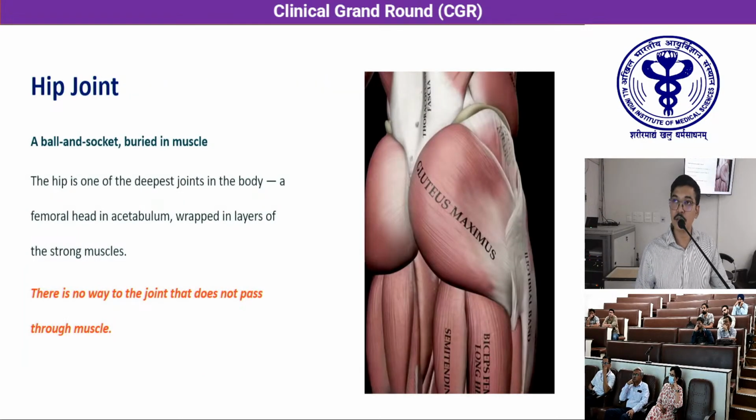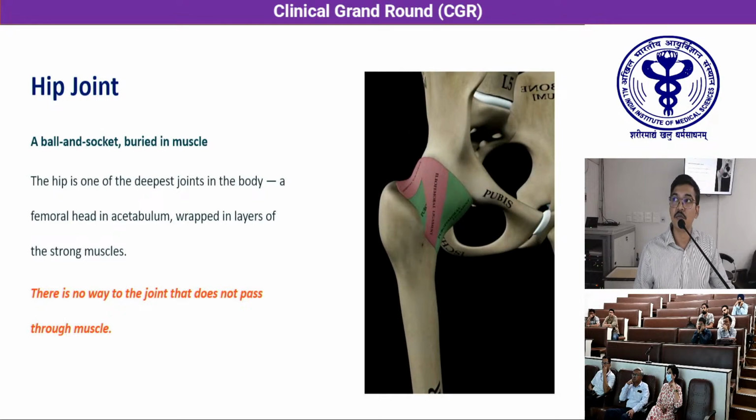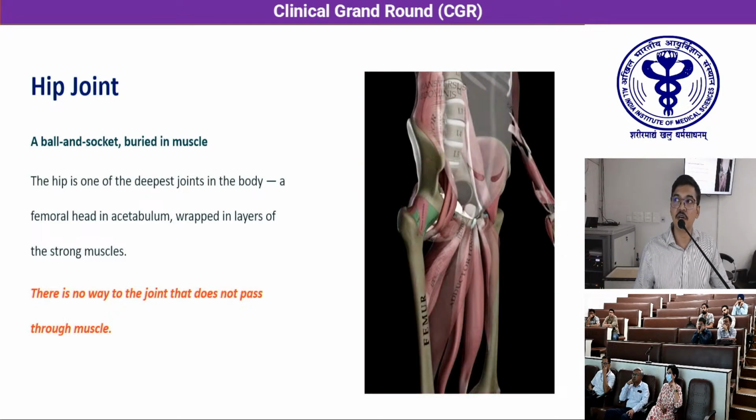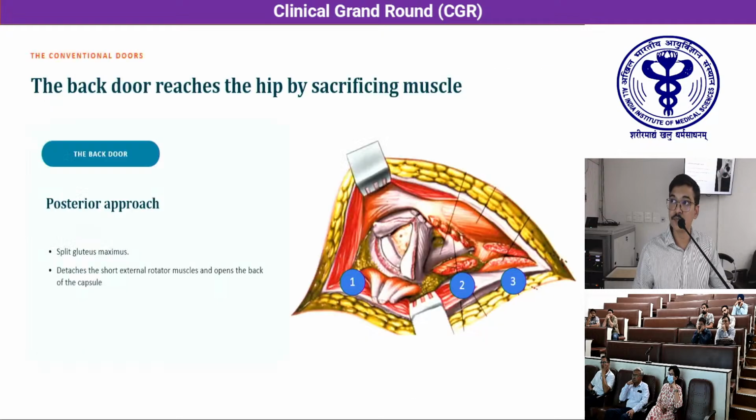So if you see here, the hip is a ball and socket joint, but more important is that it is covered by a vast majority of muscles in and around, and that's why it's a deep-seated joint. Any approach to reach the hip needs to pass through these muscles. The muscles are more in the posterior half than in the lateral half and then in the anterior half. So this is the backbone, or the back door, of our surgery. We have all been trained in this approach for many, many years and have been using it.